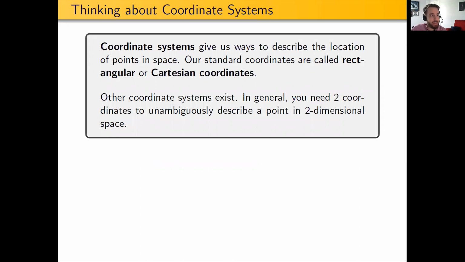So coordinate systems give us ways to describe the location of points in space. And typically, if we are describing points in a two-dimensional plane, we will need two coordinates to describe these. And our standard way of doing this, which has been ingrained in us since we were young, is to look at the points in terms of the rectangular or the Cartesian coordinates.